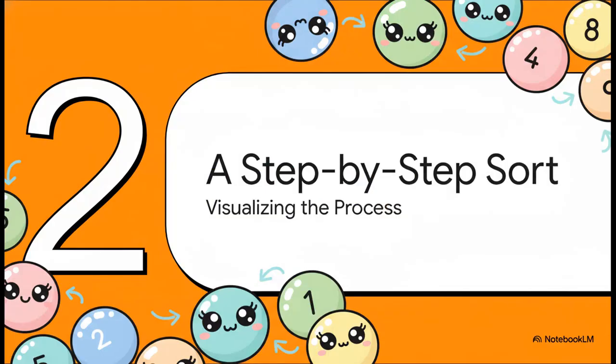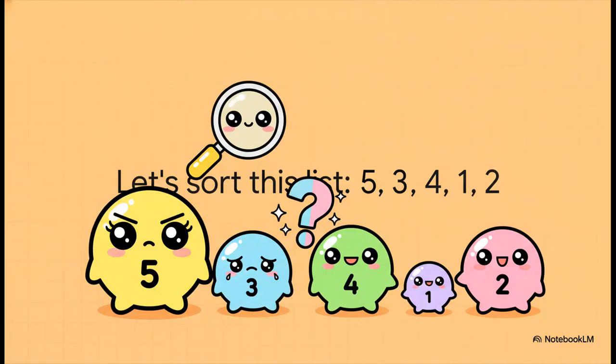Okay, so theory is one thing, but seeing this thing in action really makes it click. Let's take a simple, totally jumbled list of numbers and just watch how bubble sort brings order to the chaos, one little swap at a time. Here's our list to start with. The algorithm kicks off at the very beginning. It looks at the first pair of numbers, 5 and 3. Is 5 greater than 3? Yep, so they need to be swapped.